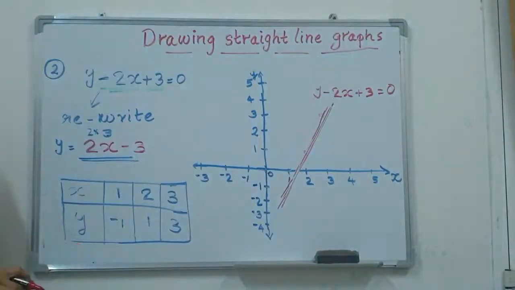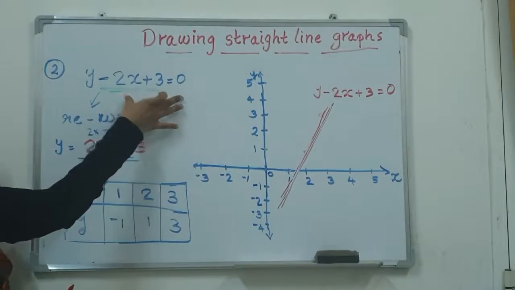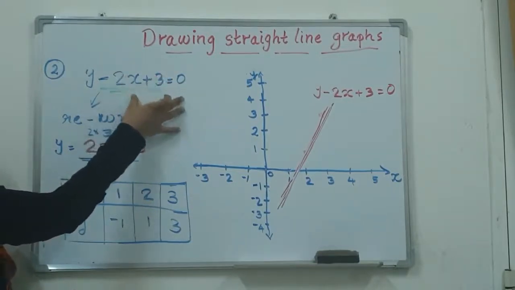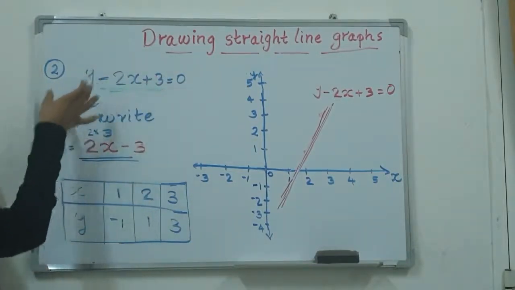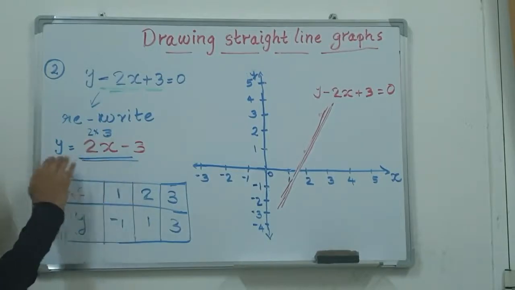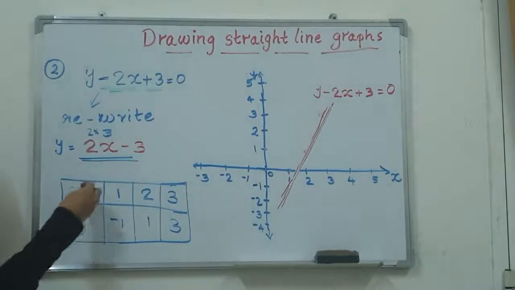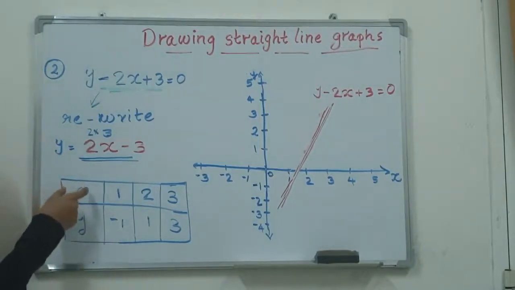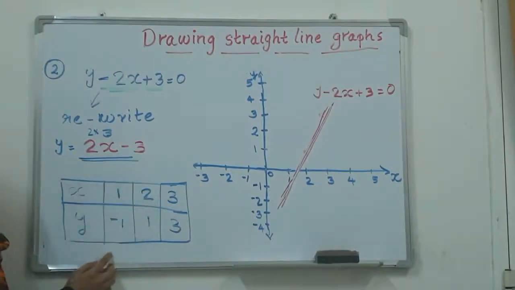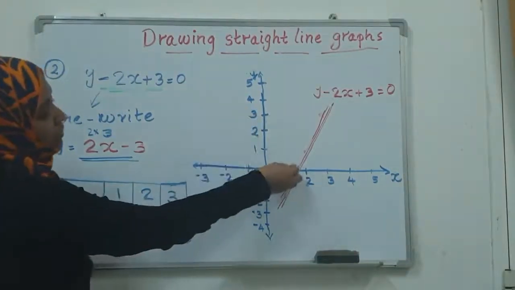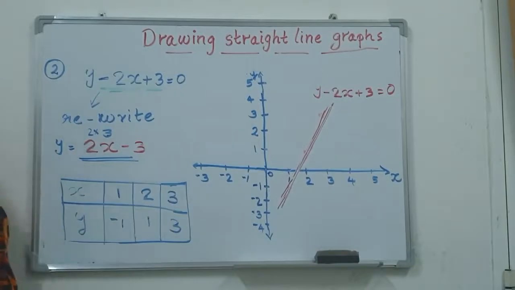So this is the format you have to remember. If the question is given in implicit form, you have to rewrite the equation explicitly, like y equals something. After that, find the values of x and y by substituting the values into the equation. After getting the coordinates, you just plot them on the grid and join the points. This is how you draw a straight line graph.